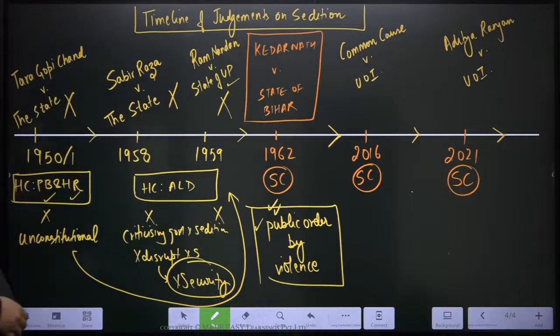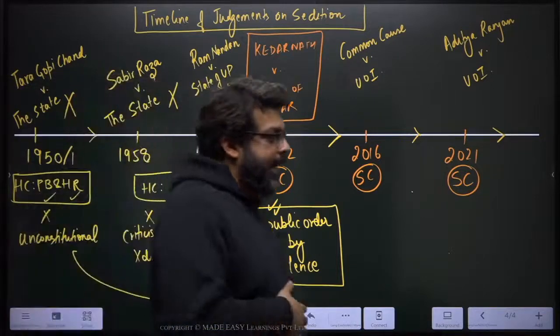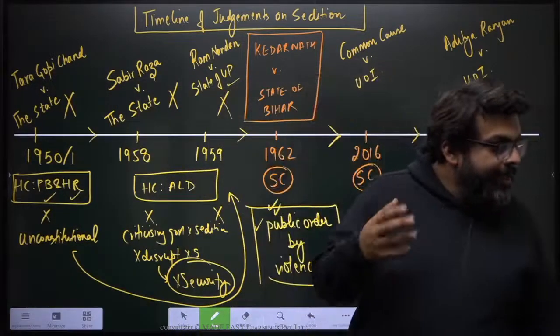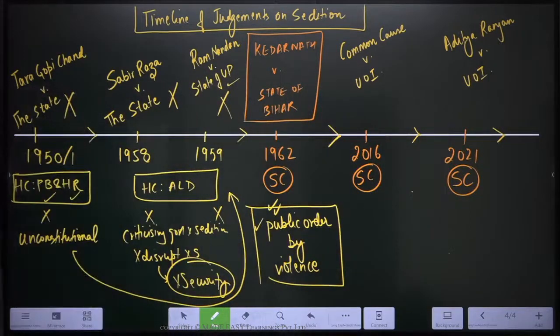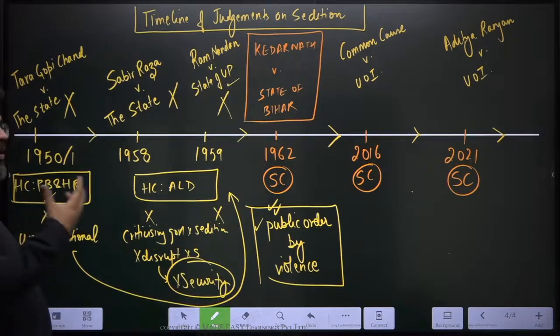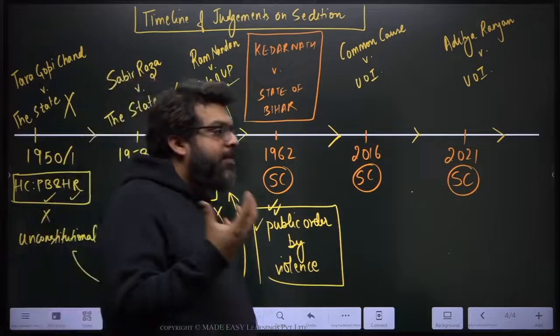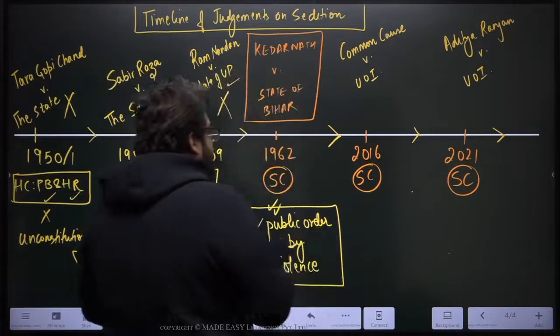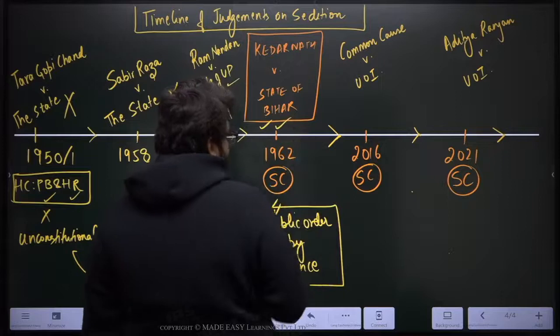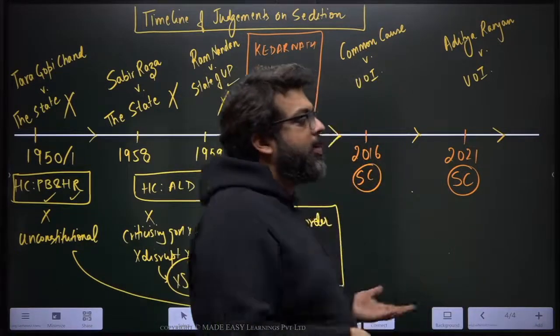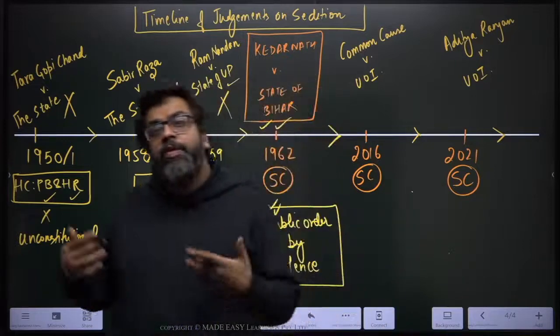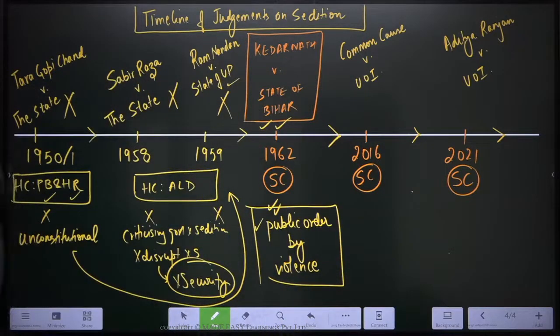Now, in 2016, an NGO called Common Cause filed a petition in the Supreme Court and said that we must declare Section 124A as unconstitutional because governments and police agencies are not following the Supreme Court judgment. They are violating the Supreme Court judgment. People are being booked for sedition even when there have been no acts of violence. The government is allegedly misusing the provisions of it.